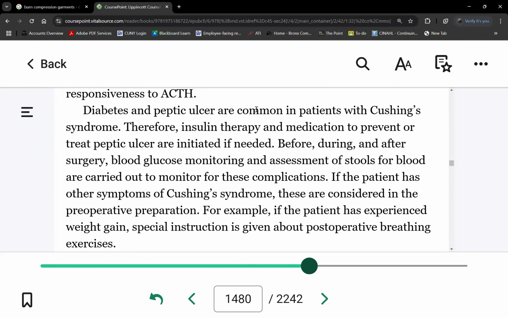So what we'll do is, remember the halo sign? When you get a piece of gauze, you dab the drainage. If the drainage has a yellow ring around it, that's CSF. We call that the halo sign.